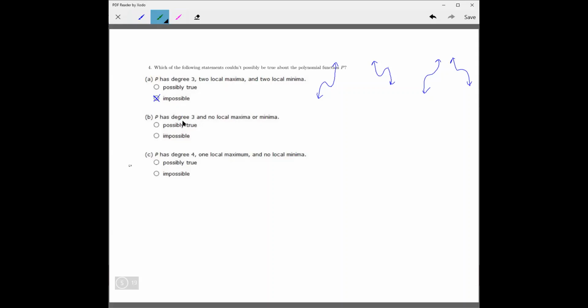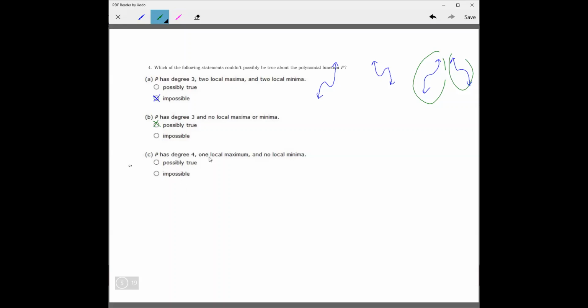Okay, part B, could it have no local minimum? Yes, it can have none. These have none, so this is possibly true. These ones do have local minimums and maximums, so that wouldn't be the case there, but it could be one of these two, in which case it would be okay.